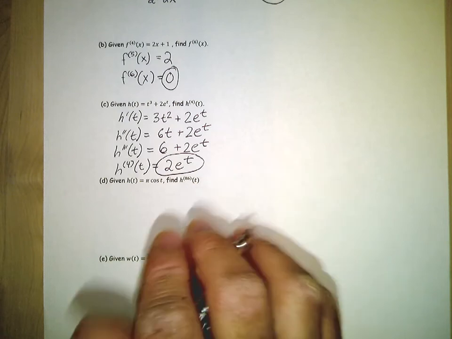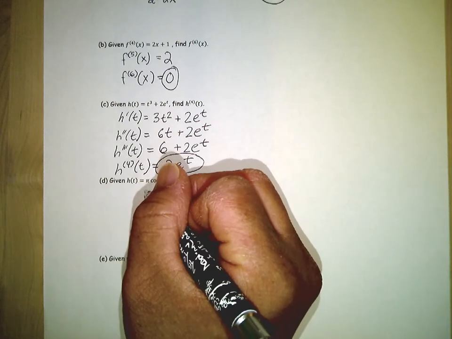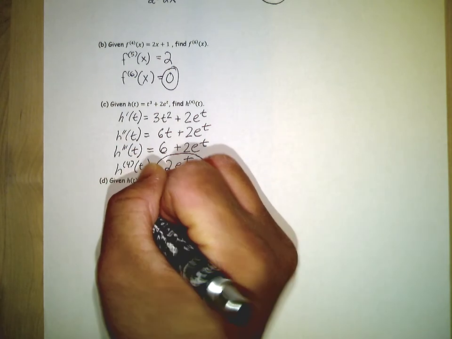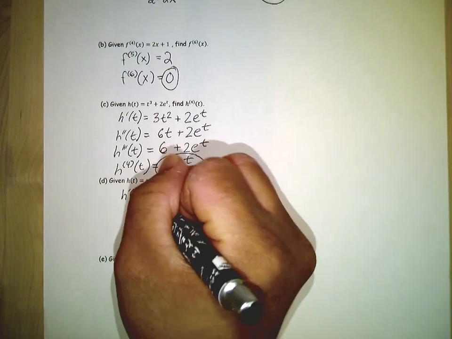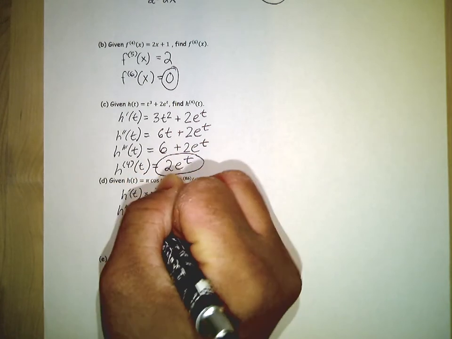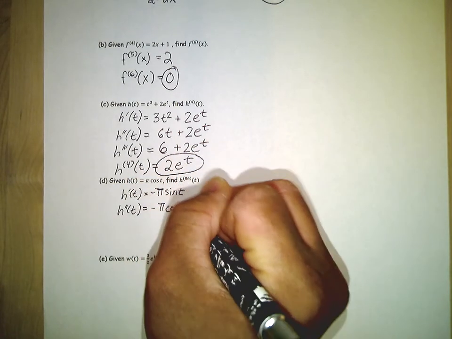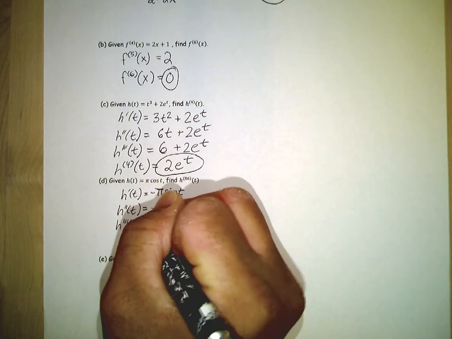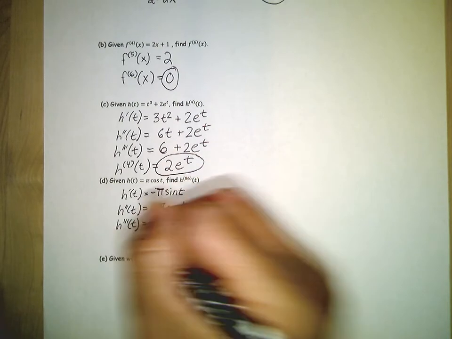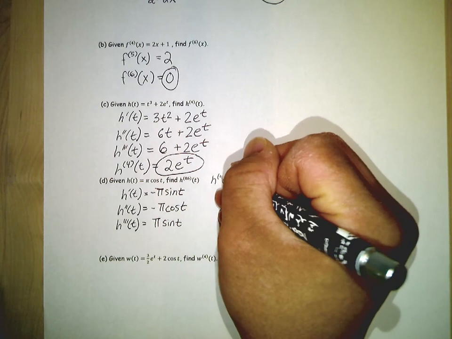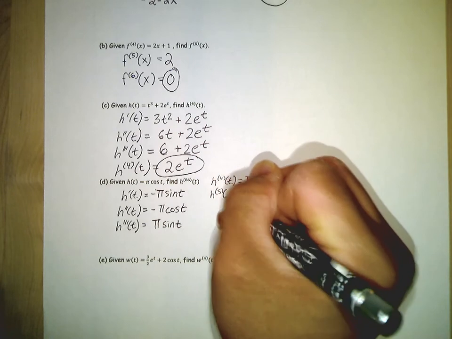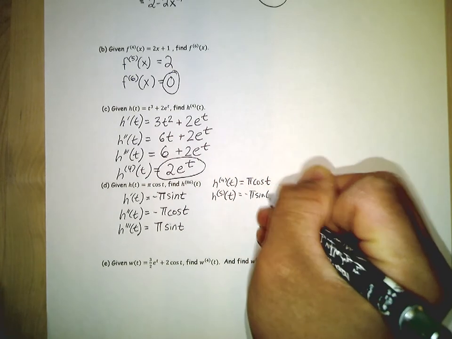Let's try another one here. If we're given h of t of pi cosine of t, find the 86th derivative. So the first derivative is negative pi sine t. Second derivative is going to be negative pi cosine t. Third derivative will be, well, pi sine t. And then we see the fourth derivative, we're back to pi cosine t. The fifth derivative then would be negative pi sine of t.